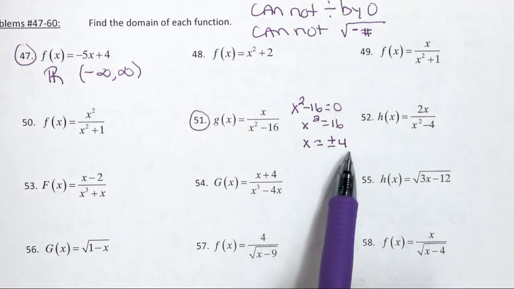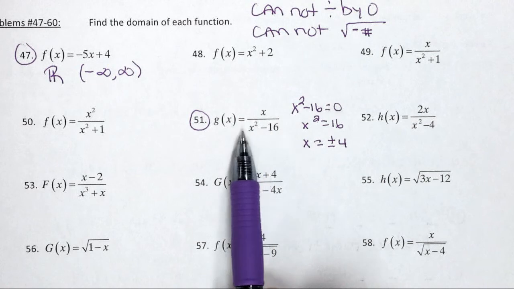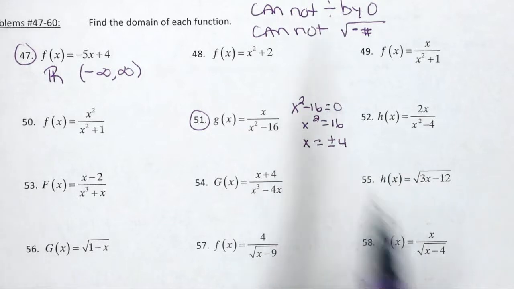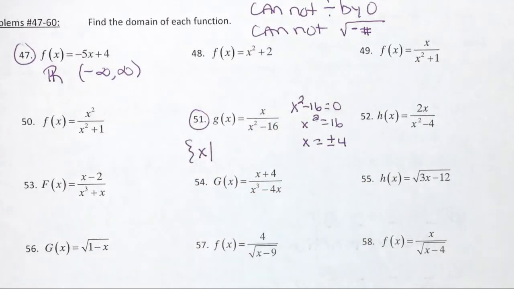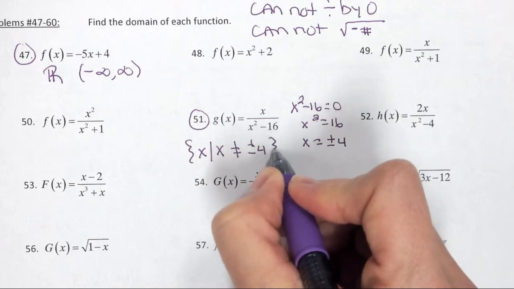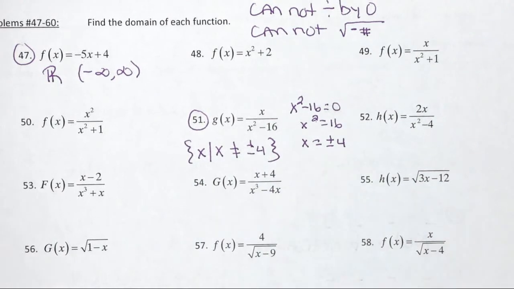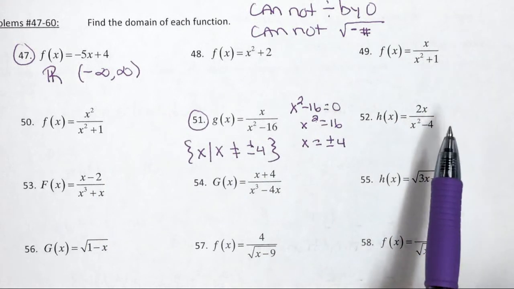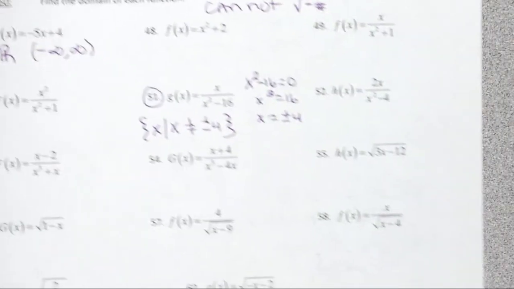Okay, here's what that means. If I plug in a 4 here, 4 squared is 16, and 16 minus 16 would give me 0. If I plug in a negative 4 here, negative 4 squared is 16, and 16 minus 16 is 0. So that means my domain can be everything in the whole wide world as long as x does not equal positive or negative 4. And that's how we write our domain. It can be everything but positive and negative 4. And you're going to do this exact same thing we just did on number 50, 49, 52, 53, 54, anywhere there's division. So now let's go look at a square root problem.